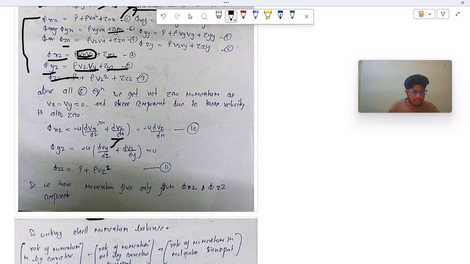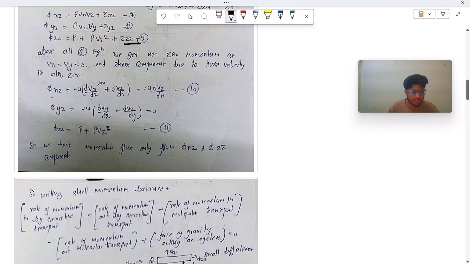There is no velocity in the y direction, so this will be 0, and there is no change of z velocity in the y direction. This term will also be 0, so we get phi yz equal to 0. Then phi zz: there is some pressure P and rho vz, some velocity vz, and tau zz. This is 0, as there is no change of jet velocity vz in the z direction. So we are left with only these two terms, P plus rho vz square. So from all nine equations, only two equations give us a momentum flux.